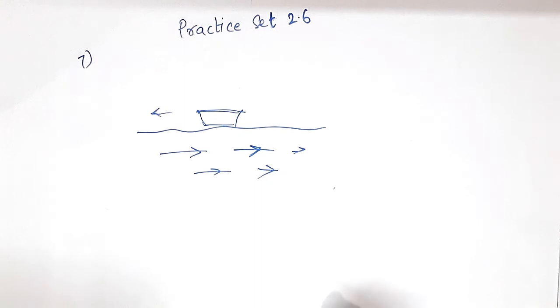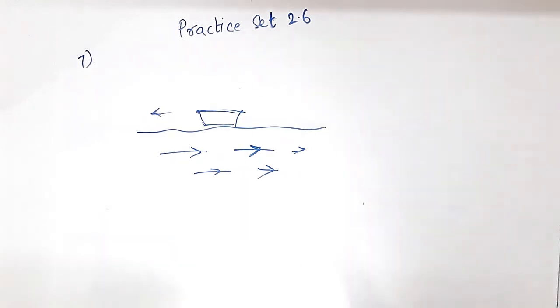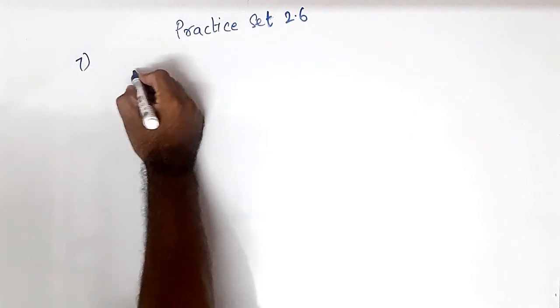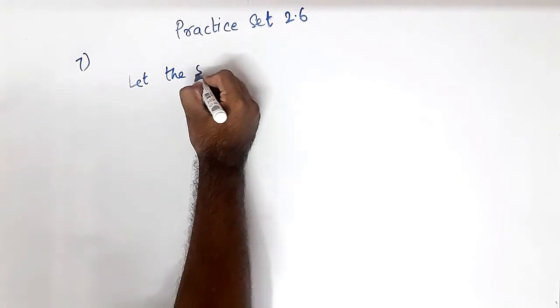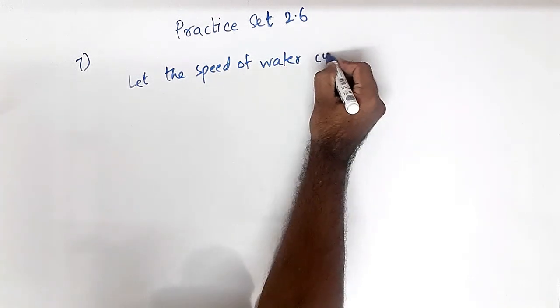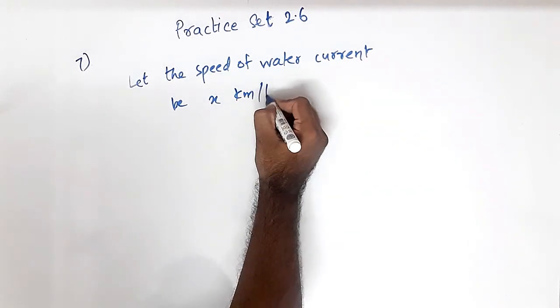Now Pratik travels by boat 36 kilometers downstream and back in 8 hours. If the speed of the boat in still water is 12 km per hour, find the speed of the water current. See now, what we have to find, we will take it as x. So let the speed of water current be x kilometer per hour.